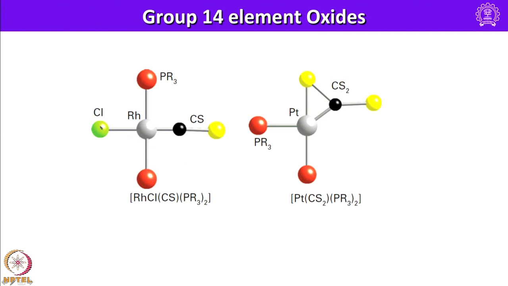And this compound is very similar to Vaska's compound, where CO and Cl are trans to each other, and we have two triphenylphosphines trans to each other. So, here instead of carbon monoxide, we have CS, and also here CS2 showing this kind of coordination. That I also wrote in the case of manganese. So, structures are available for these compounds, which indicates these compounds are quite stable and they can be crystallized.